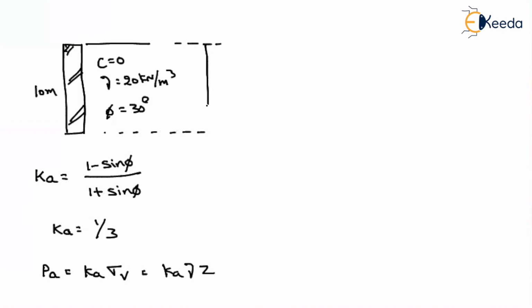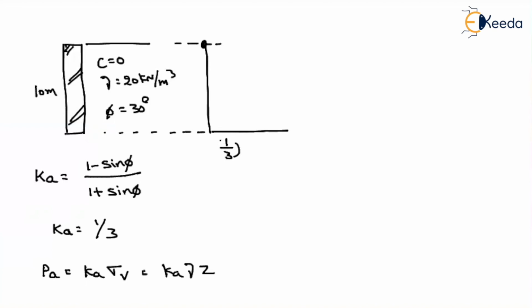So let us draw the variation. At the topmost soil, what is the Z value? 0. That's why the active earth pressure is 0. As you keep on going below, your vertical stress increases, so your active earth pressure will also increase. So what is the magnitude? Ka is 1 by 3.